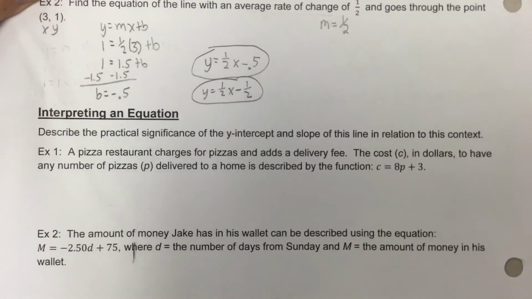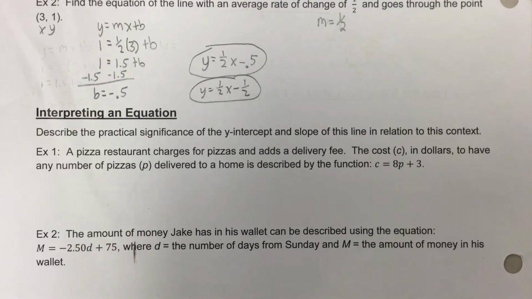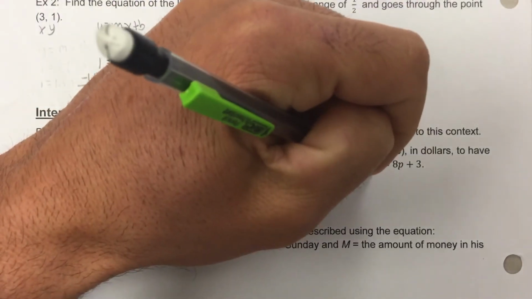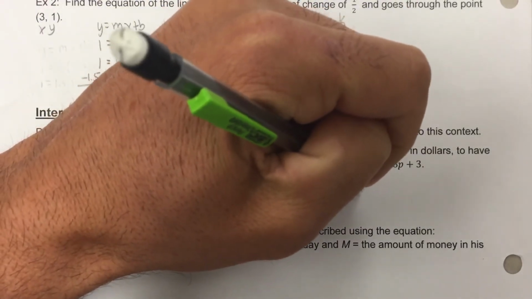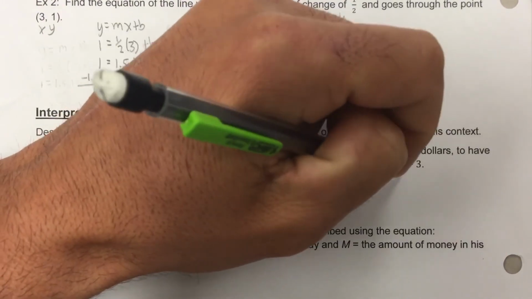It says describe the practical significance of the slope and the y-intercept in this line in relation to this context. So for example 1, it says a pizza party charges for pizzas and adds a delivery fee. The cost, C, in dollars, to have any number of pizzas P delivered to a home is described by the function C equals 8P plus 3. So again, C is your total cost, and P is, as it says, the number of pizzas.